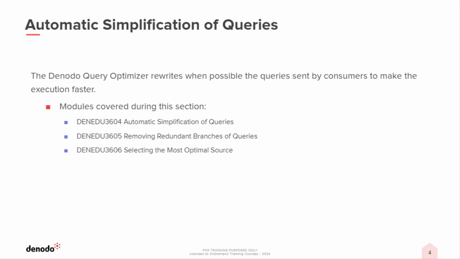The main goal of automatic simplification of queries is to optimize the queries by applying optimization techniques that are beneficial to performance. The result is the query will be pushed down to the source, and it will return the required results. In this section of the course, we will learn about different automatic simplification of query techniques such as join reordering, aggregation pushdown, removing redundant branches of queries, and selecting the most optimal data source when the data is replicated in several sources using the alternative wrappers feature.